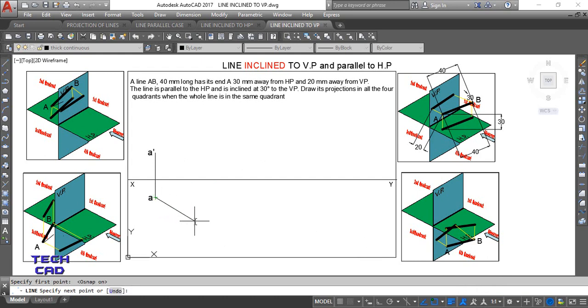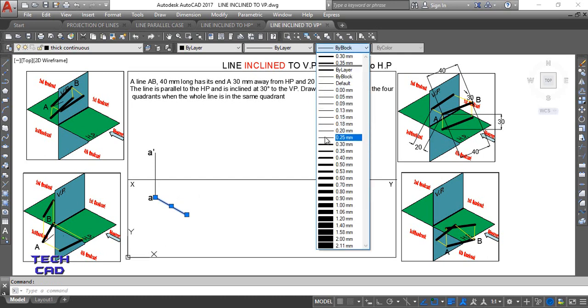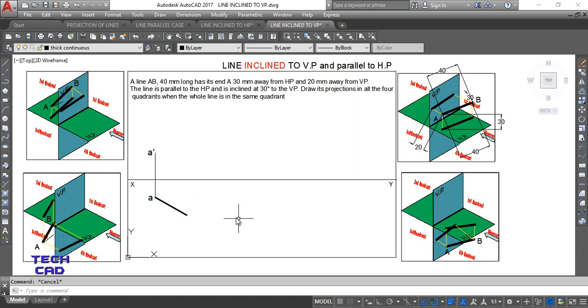So I make it like this from the top view of A. I'll use polar coordinates: length of the line, less than whatever the angle is. So I'll make it like this. Okay, so you can see here, this is your actual line. I'll make it thick. Okay, this is a 40 mm line at an angle of 30 degree with VP, because whenever you project your top view on the HP, it rotates downwards. The projection of the top view also comes downward, so you can see here.